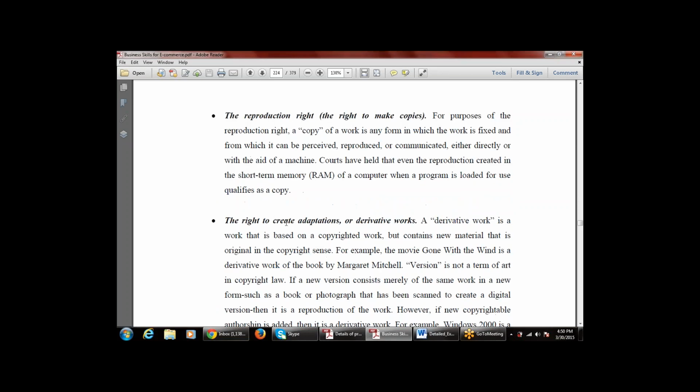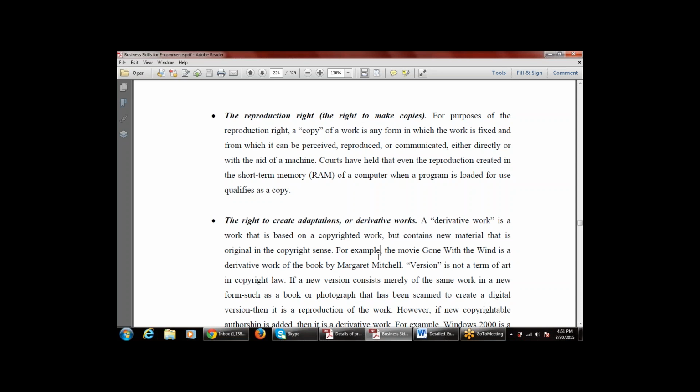Then the right to create adaptations or derivative works. That is the right to create the adaptation. Adaptation means adopting new technology, and a derivative work means deriving the work from another work. A derivative work is a work that is based on a copyrighted work. So if there is a work that already has the copyright, we can derive a work from it that is based on the copyrighted work, but contains new material that is original in the copyright sense.